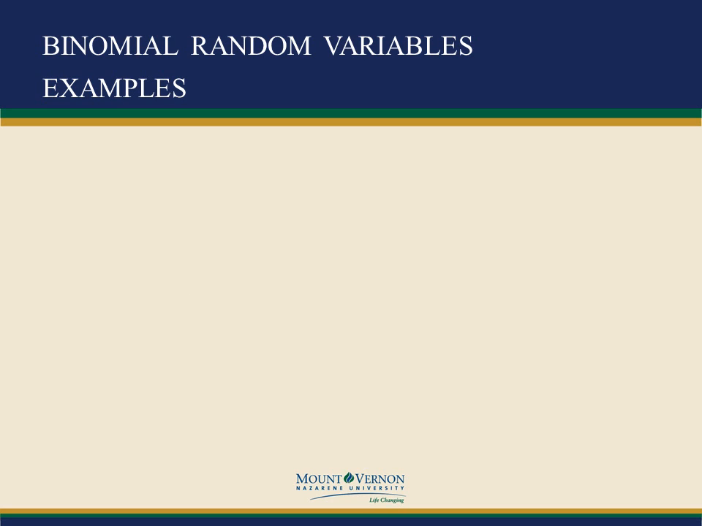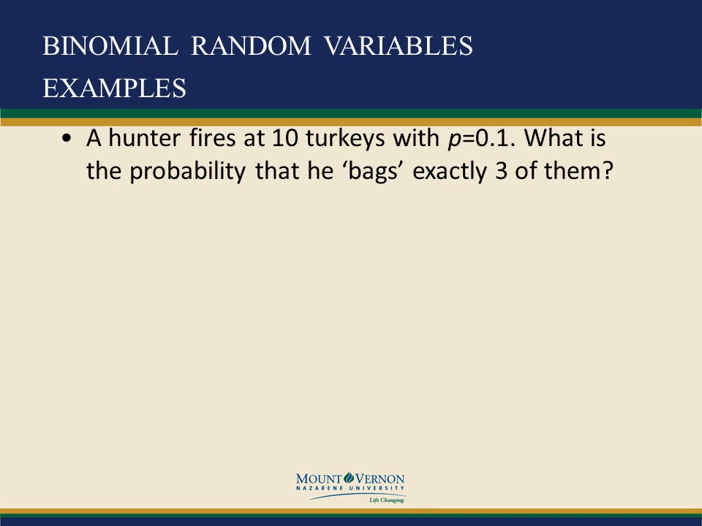Some examples of binomial random variables. If a hunter fires at 10 turkeys with p equal to 0.1, what's the probability that he bags exactly 3 of them? In this case, we're interested in whether or not he bags, or actually kills, turkeys, and the probability that he kills an individual turkey is 0.1. The number of turkeys that he is firing at is 10. So in this case, n is 10, p is 0.1, and since we're interested in exactly 3 of them being killed, x will be 3.